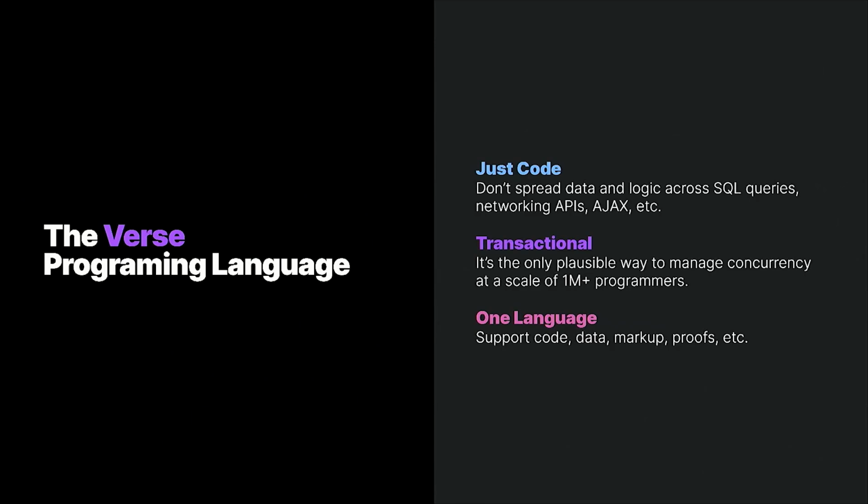And Verse is just one language for everything from the code to the data to markup. What that means, for example, is if you have an asset in your game, then that asset shows up in Verse as if it had just been a Verse class that's being instantiated.